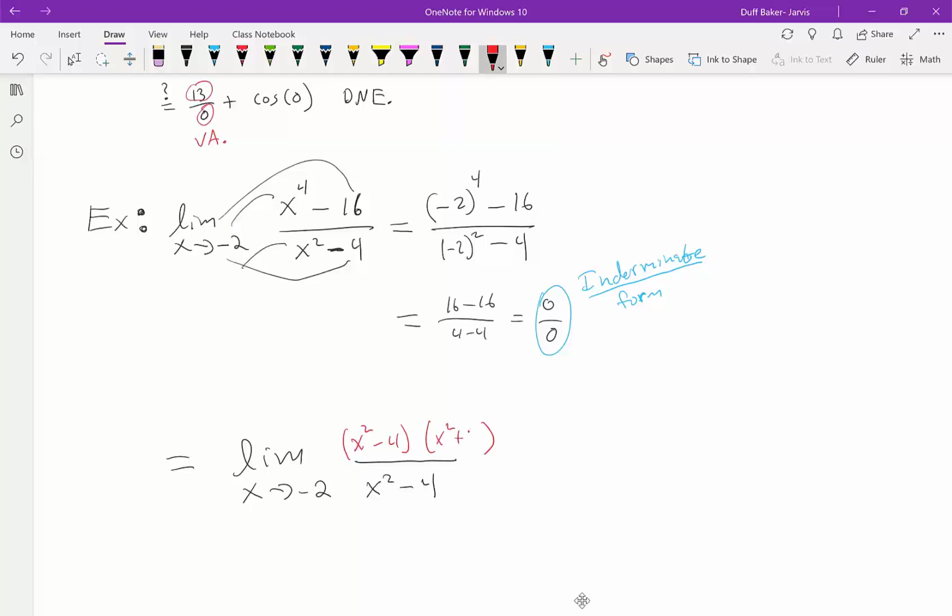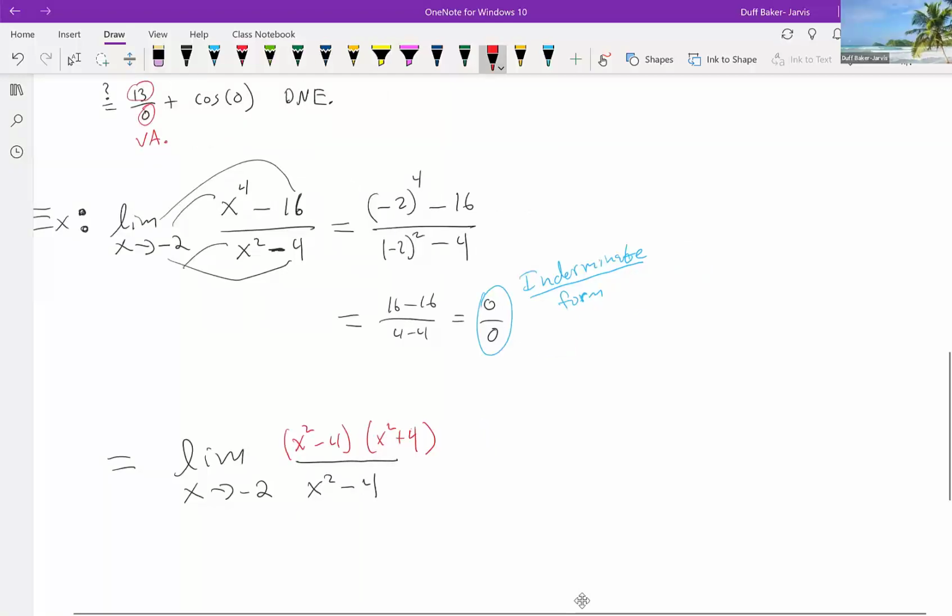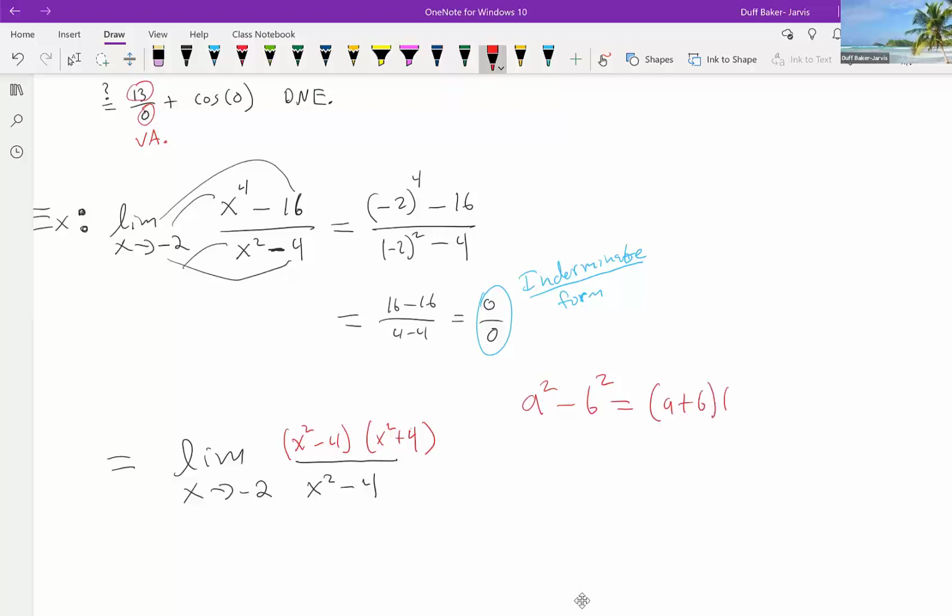So remember, the idea we're using is whenever you have two things subtracted that are the squares of something else, you can always factor that as a plus b, a minus b. What I see here is x to the fourth is x squared squared, and 16 is 4 squared. So I end up with x squared minus 4 times x squared plus 4. This is the difference of squares formula.